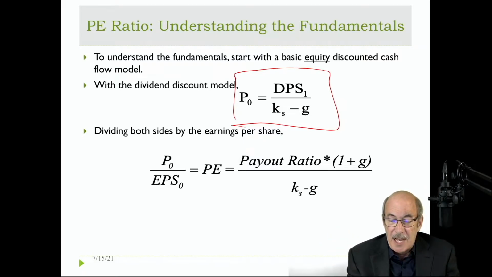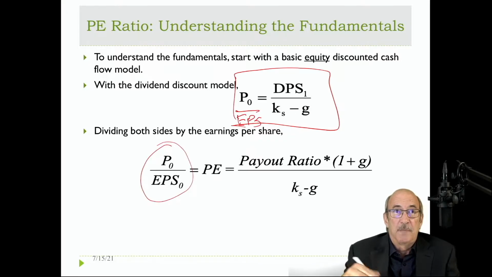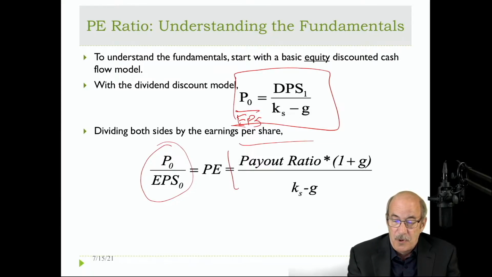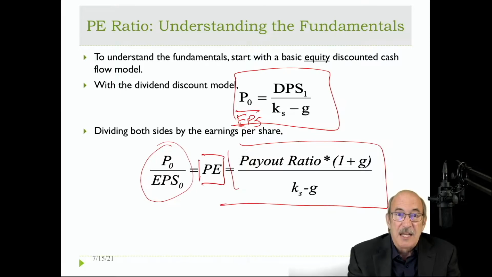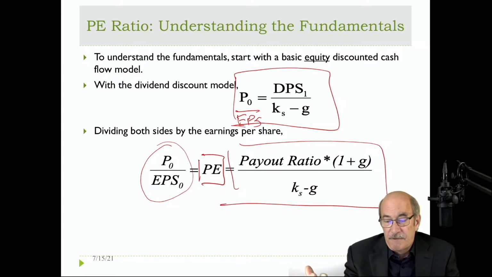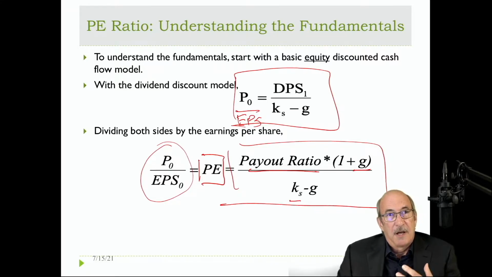Now, if we divide that by EPS, and then do a little bit of algebra, not a whole lot, we end up with this. So the PE is a function of payout ratio, growth rate, and the required rate of return. Now, how does each one affect that ratio?